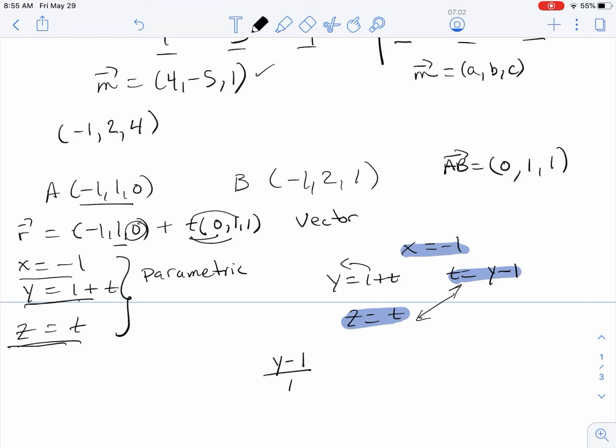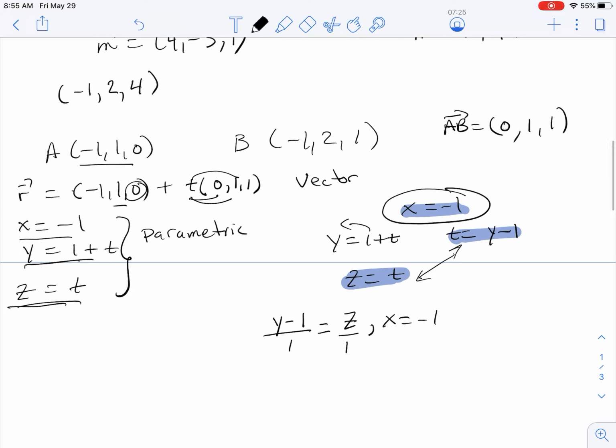Here's where you have to be careful, because not all of them have a t variable, just these two. So you're going to write it like this: y minus 1, over 1, since 1 is understood, equals z over 1. Because the x portion of the parametric did not have a t variable, you put a comma, x equals negative 1. You need at least 2 variables with t to make the symmetric form, which I had here. So this is how I would write it in this case.